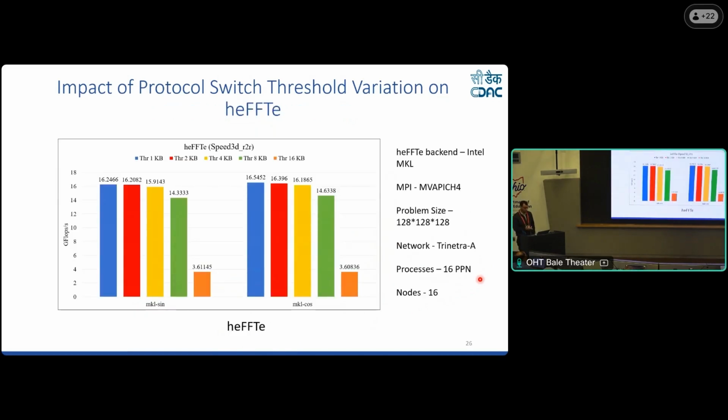The same variations we have also tried with the HEFFT application. Here we have used a problem size of 128 cube, and the backend which we have used for HEFFT is Intel MKL, and the MPI is MVAPICH 4. Here you will see the smaller thresholds are giving better performance. These are gigaflops per second, so higher is better here. Whereas 16K is performing worse, giving less performance.